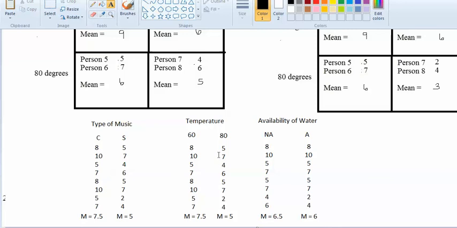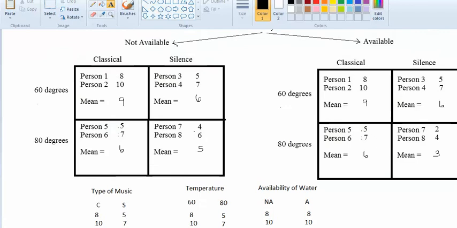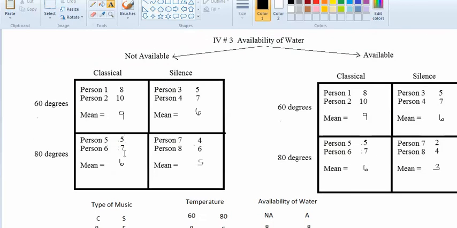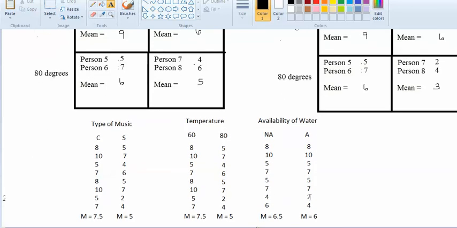I took the 8 recall scores for people who were in the 80-degree room right here. Those recall scores were 5, 7, 4, 6, 5, 7, 2, 4. Basically everything from this bottom row down here. I got the average of this column and the average of this column, and they're not the same number. So there was a main effect of temperature.